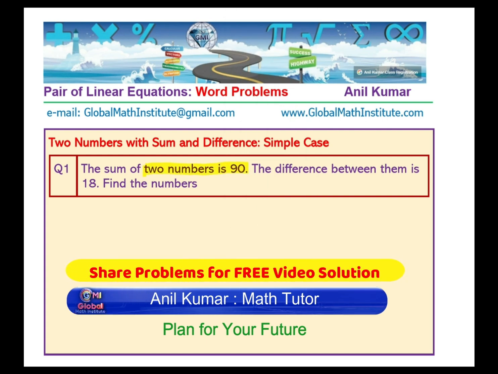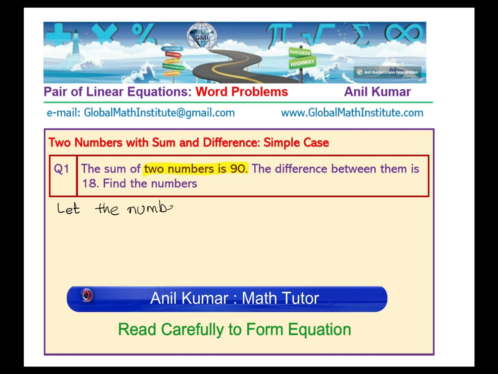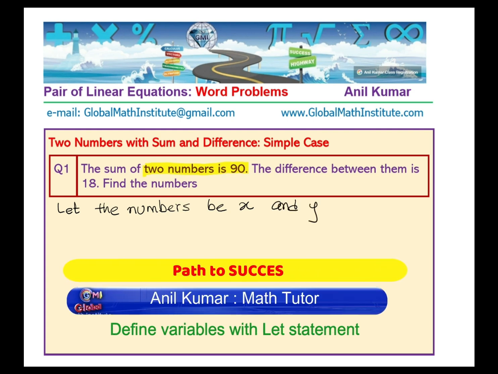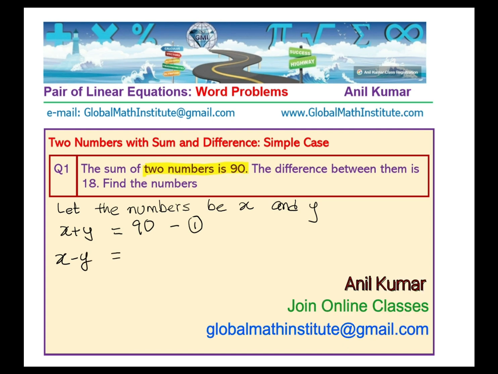So we'll first define our numbers. Let the numbers be x and y. In that case, the sum is 90. So that becomes our first equation. The second statement is the difference between them is 18. So x minus y equals to 18. So that becomes our second statement.